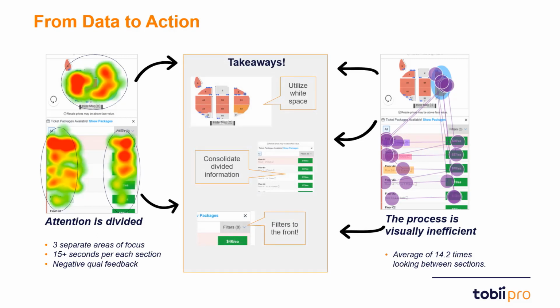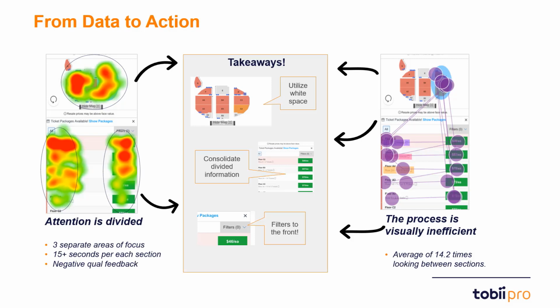So in terms of some takeaways, you might consider utilizing the white space at the very top on that seating map. Perhaps you can add more information on where certain rows start and stop, as well as consider consolidating the information into one spot.